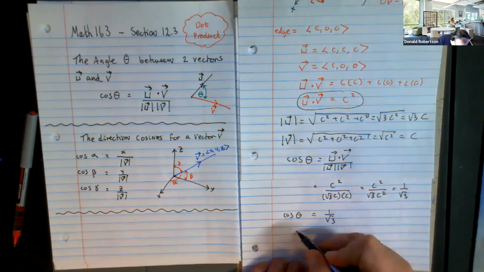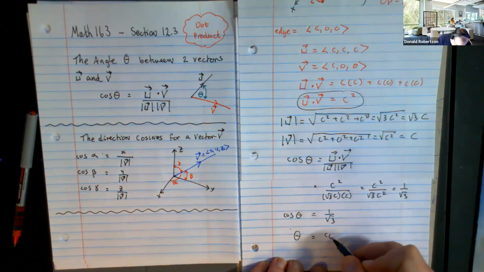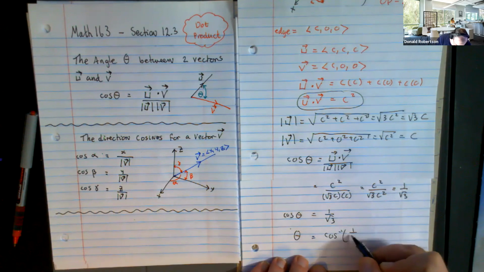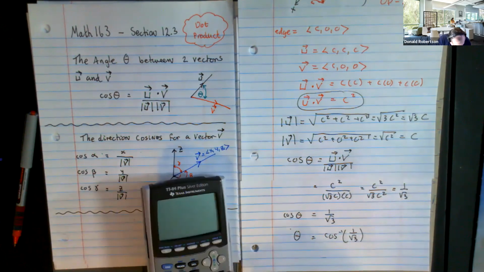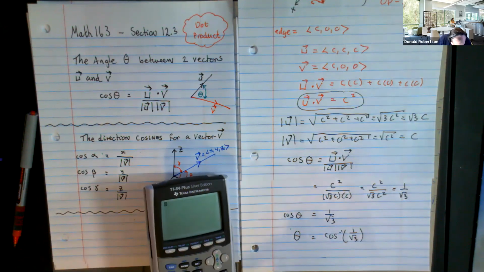So to get the missing angle, it's the inverse cosine of that guy. I could make it prettier, but it's going to the calculator anyway. Inverse cosine of 1 divided by the square root of 3. And it's about 55 degrees.